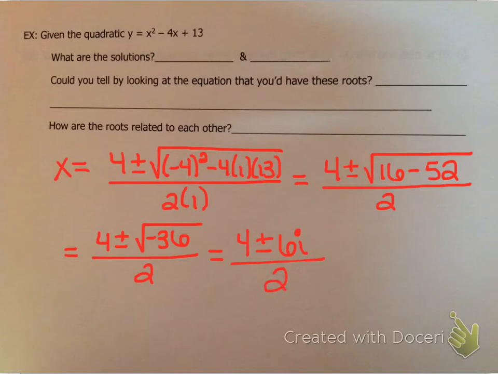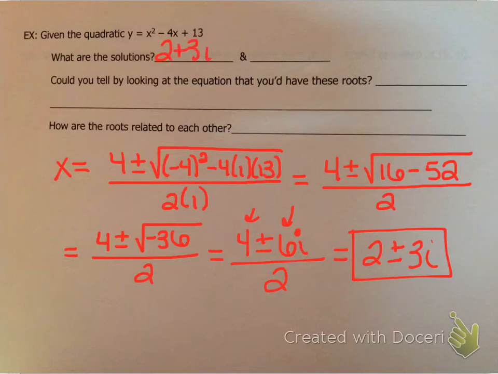And then the whole thing is still over 2, but both parts of this numerator are divisible by 2, so I can reduce it. So what you should have ended up with is 2 plus or minus 3i. There's your two answers. Your first answer is 2 plus 3i, and your second answer is 2 minus 3i.